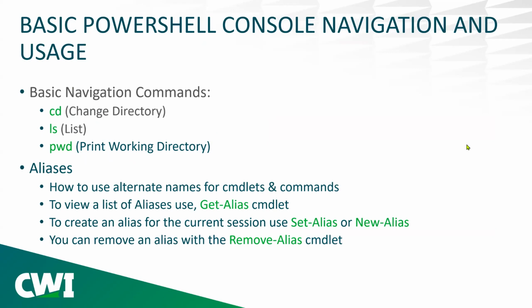There are some aliases. So how do you use alternate names for commands and commandlets? To view a list of aliases, the Get-Alias commandlet is how you look those up. Then to create an alias for a current session, you do Set-Alias or New-Alias, or you can remove an alias with the Remove-Alias commandlet. So remember, there's a difference between what's called a command and a commandlet. The commands are what's up top. The commandlets are the ones you'll see with the dashes in them.